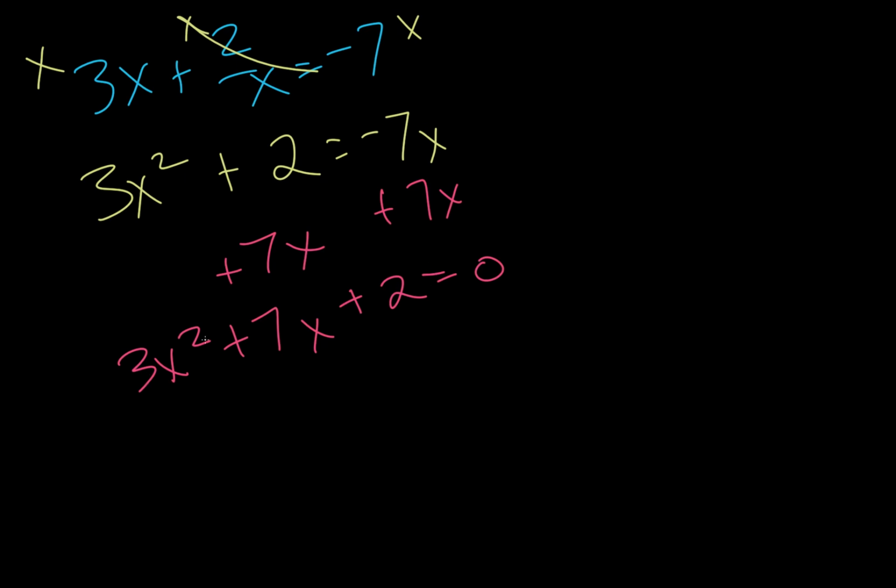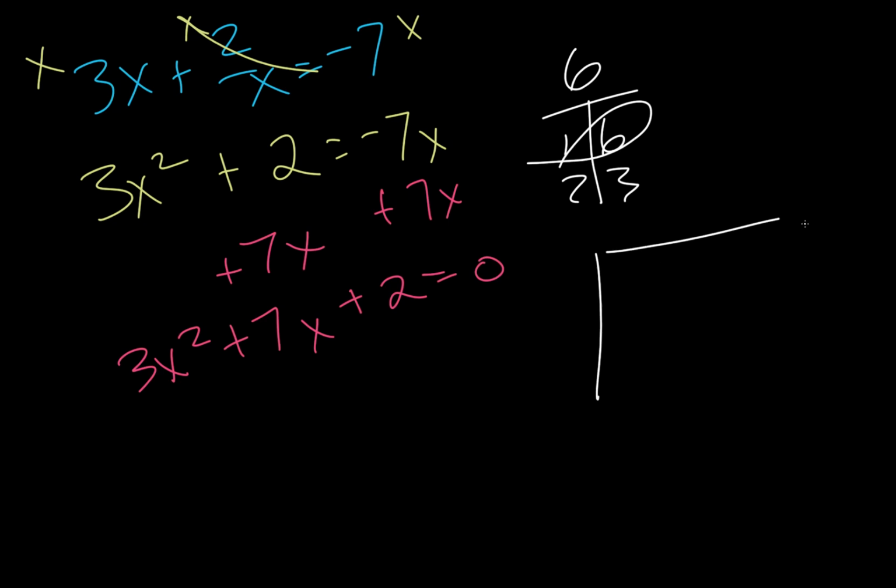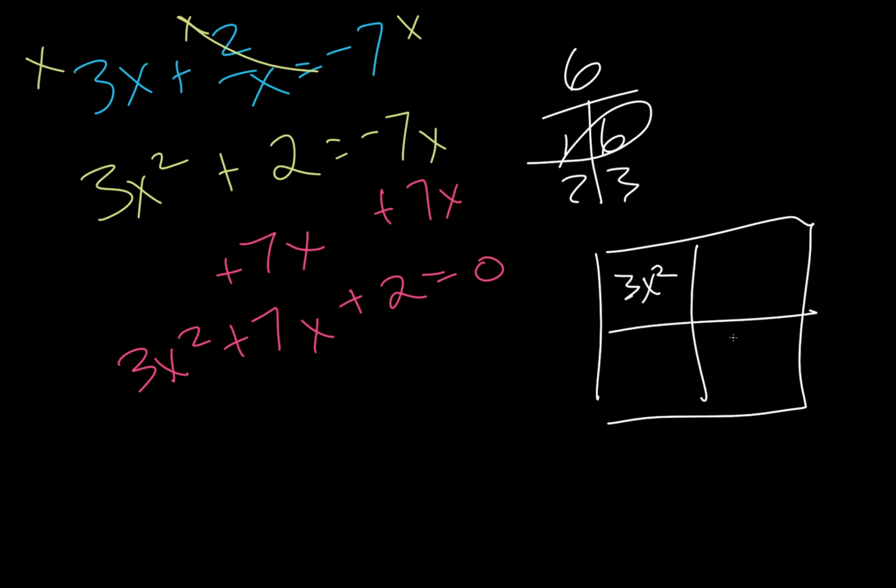So I'm going to use the box method. I'm going to say 3 times 2 is 6. So that's 1 and 6, 2 and 3. I'm trying to add up to 7. So both of those positive, the 1 and the 6. And then I plug that into my box. So we have 3x squared, we have positive 2, and then we split this, so we have 1x and 6x.